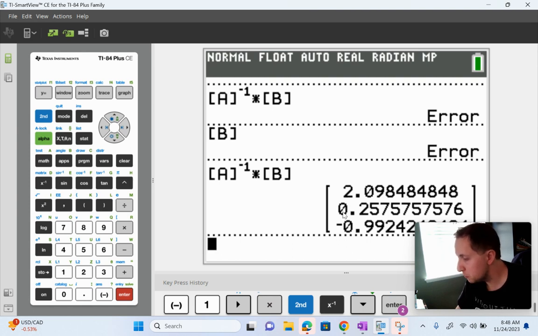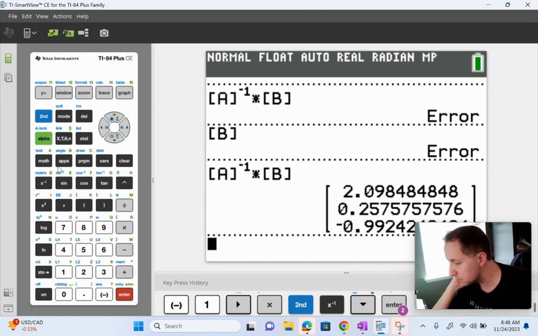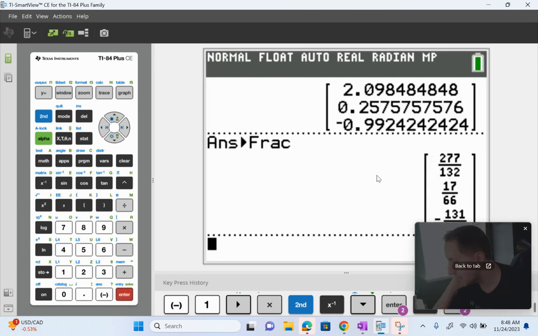In our case, we're going to be using a, b, and c. In the example I gave you, this was x, y, and z. So x would be 2.098, y would be 0.258, and z would be negative 0.992. And these are probably rational answers. So if we do math, enter, math frac, you can get the exact answers, which are even better. So there's your exact answers.